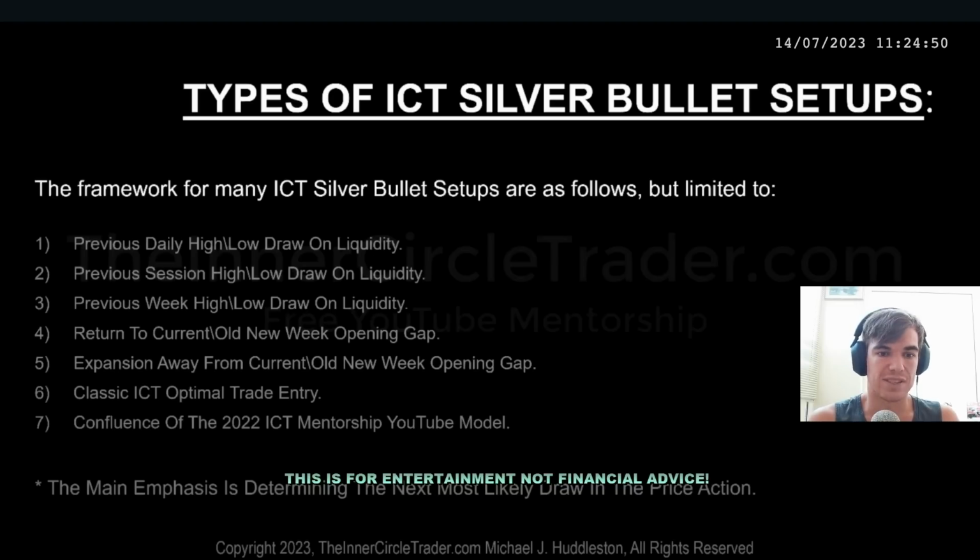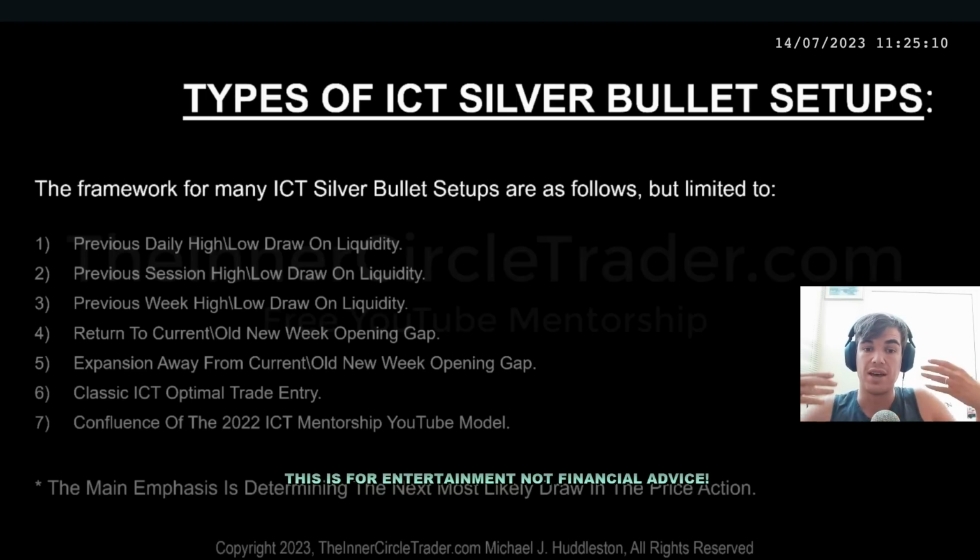Next one is the previous week high and low. So we're going to go onto the weekly chart and we're going to mark that up. Then on the fourth one, we have a return on the current or old new week opening gap. So where did the week close? Where did it open? What is the gap? We're going to have that.